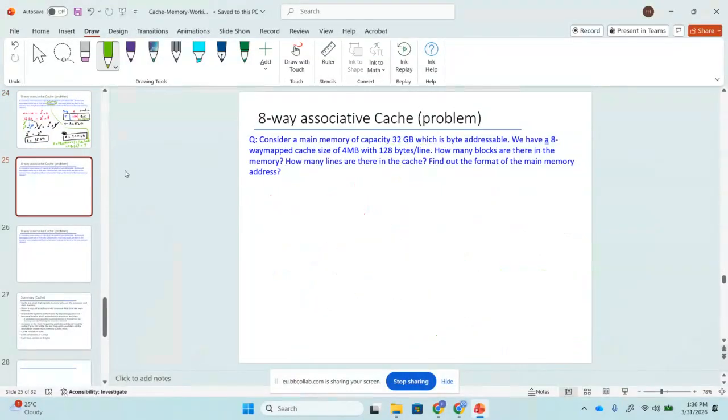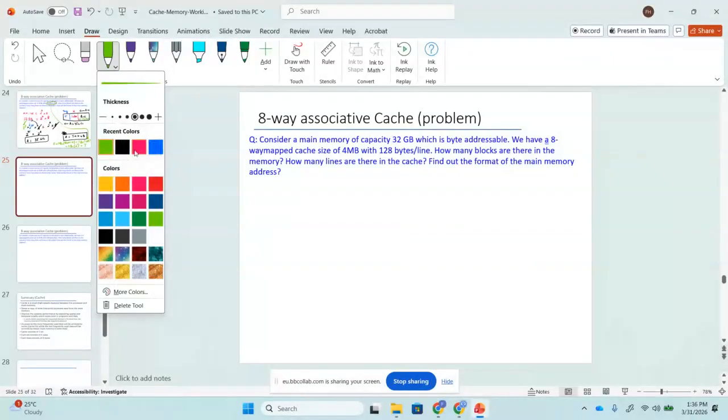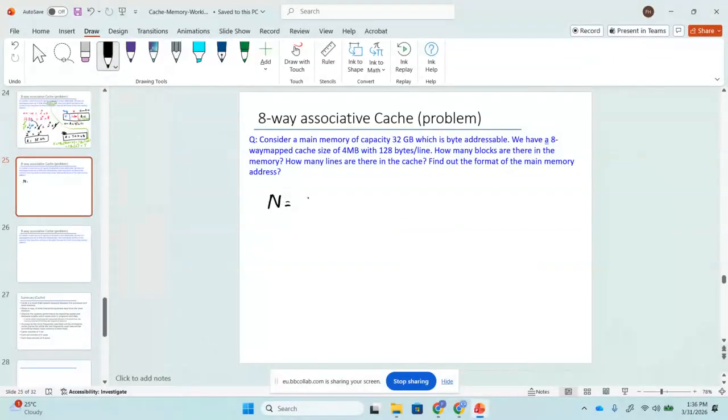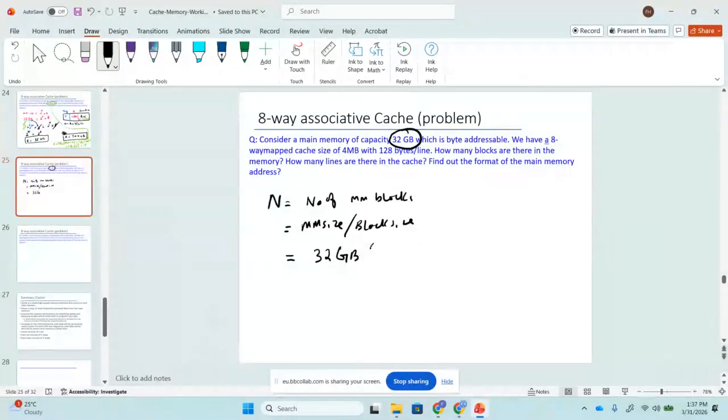Why do we need to find n? Please remember, now we need to find n. What is n? N is the number of main memory blocks, and it can be determined by the main memory size divided by the block size. What is the main memory size here? 2 to the power 35, 32 gigabyte, divided by the block size. Now we have the block size.